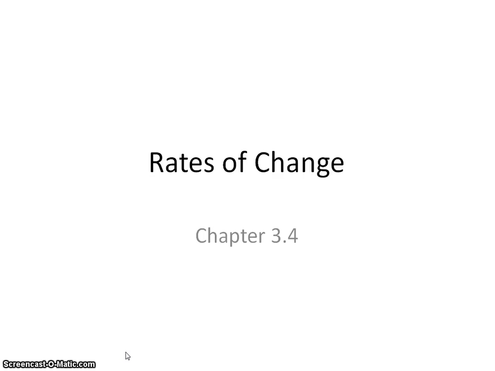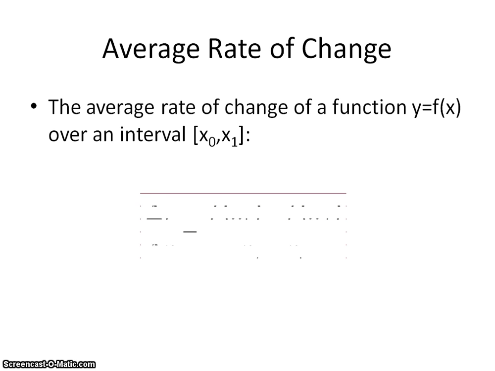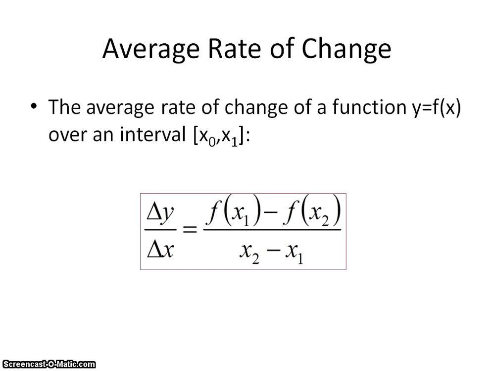Alright guys, the next thing we're going to talk about is rates of change. And we already have talked about average rates of change. It's just the slope of the secant line, which we use the normal slope of a line formula to find.